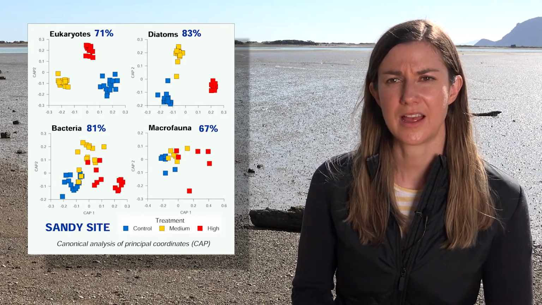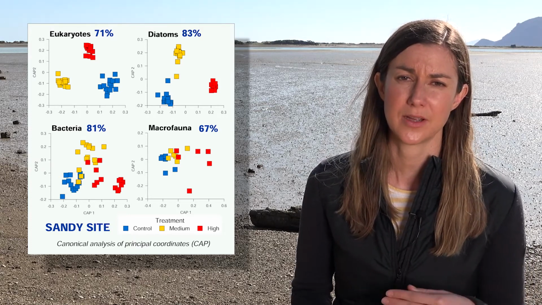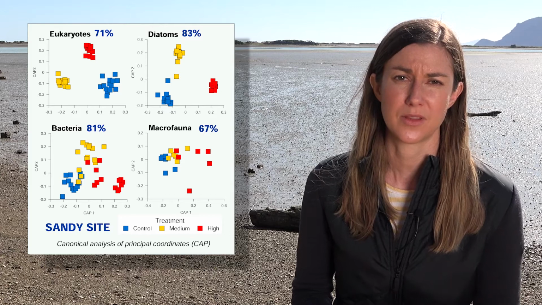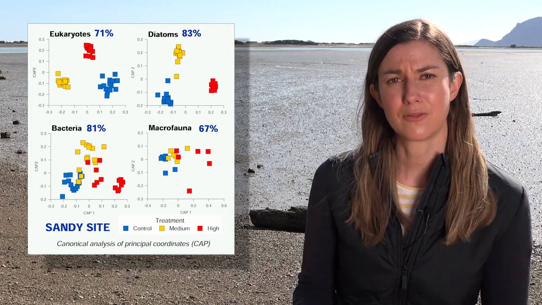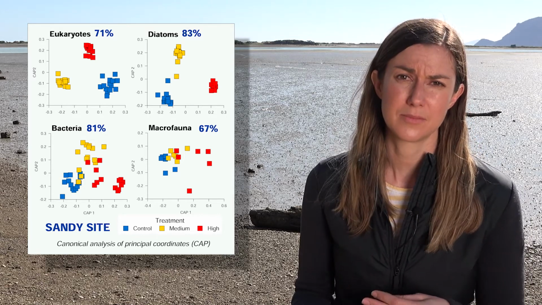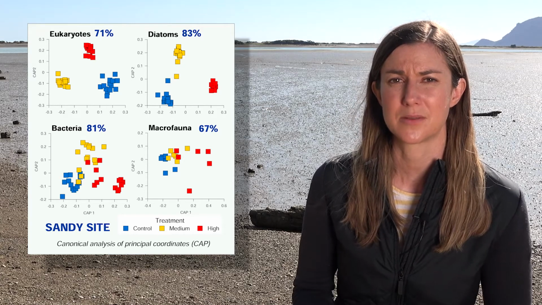So you can see that all 4 of our communities are doing a good job of distinguishing between the 3 treatments with at least 67% success rate. And at this site, the macrofauna were the poorest at distinguishing between the 3 treatments, while bacteria and diatoms were the best.